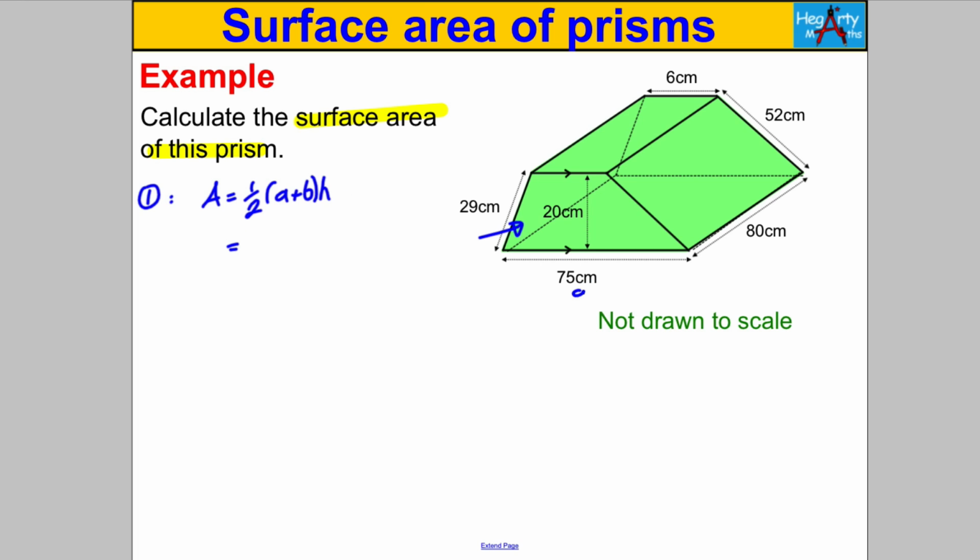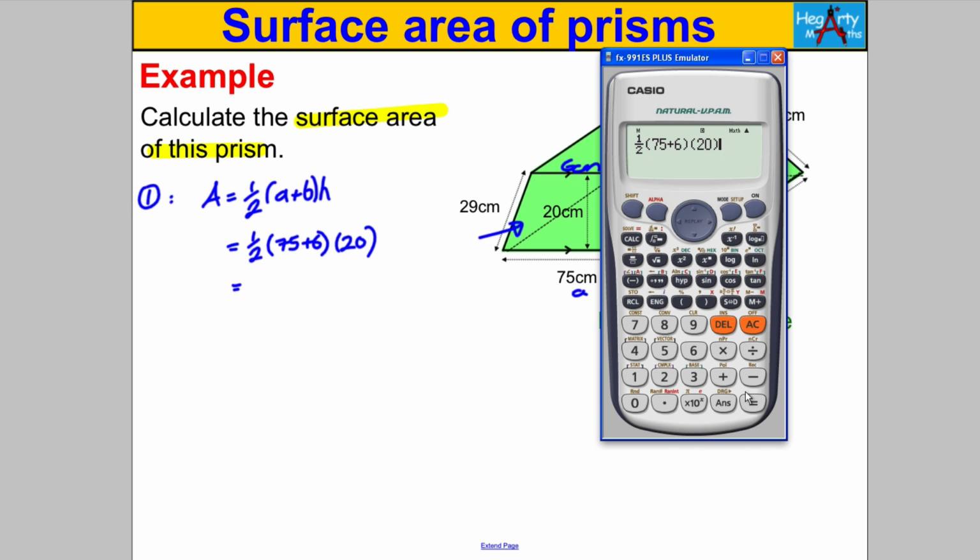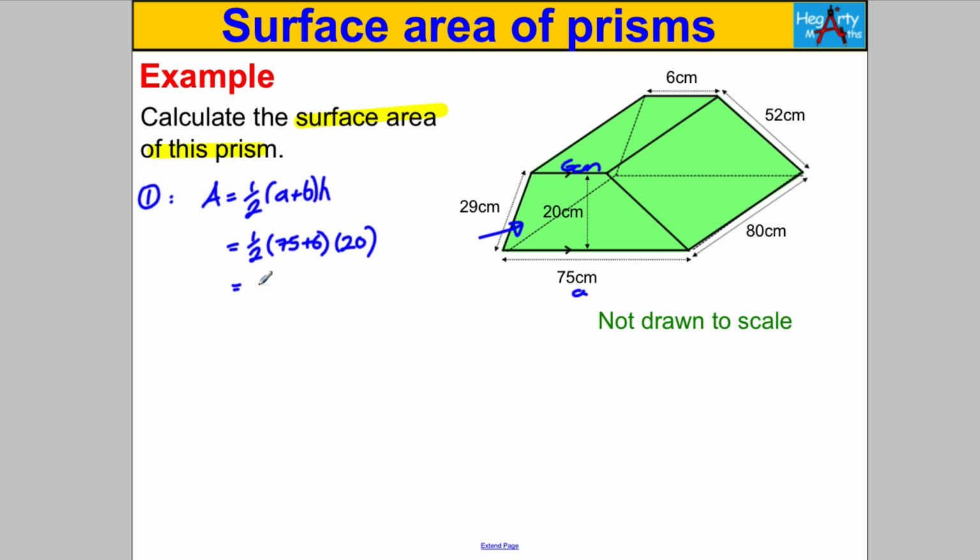So here, why don't we call that a is 75. Because that's 6, that must be 6, so that's going to be our b, and the distance apart is 20 centimeters. So it's going to be a half, and then we're going to do 75 add 6, and we're going to multiply it by 20, how far they are apart. So calculator out, 810. So the area of the trapezium at the front is 810 centimeters squared, and there's going to be one at the back as well, so we'll remember that at the end.